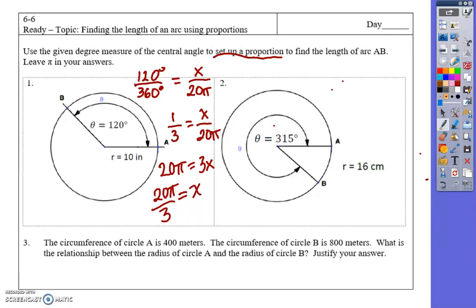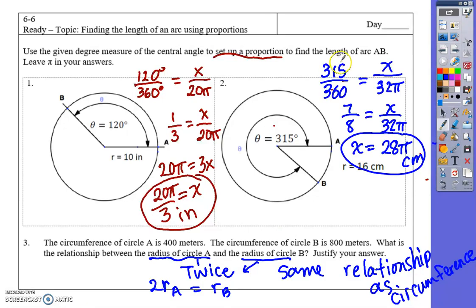Question 3 is a little different. Question 2 is the same. Like I said, 2 is exactly the same. We end up with 315 over 360, which is 7/8. We cross multiply, and then end up with 7 times 32 pi divided by 8, which is 28 pi centimeters.